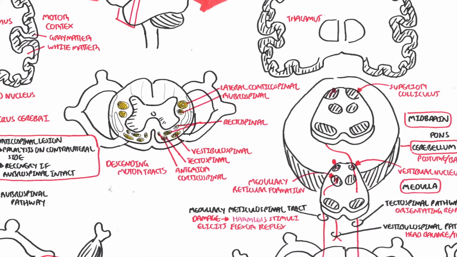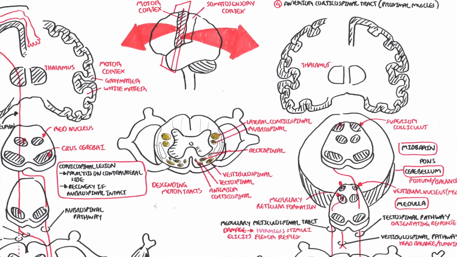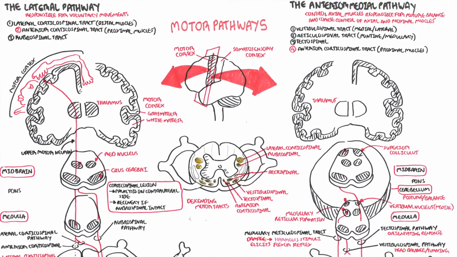So, the motor pathways, again, can be divided into the lateral pathways or the anterior medial pathway. The corticospinal tract is probably the most important because it's voluntary control anyway.